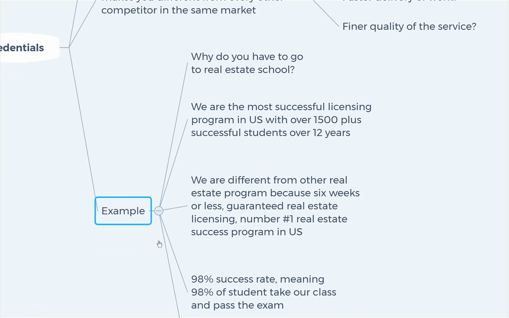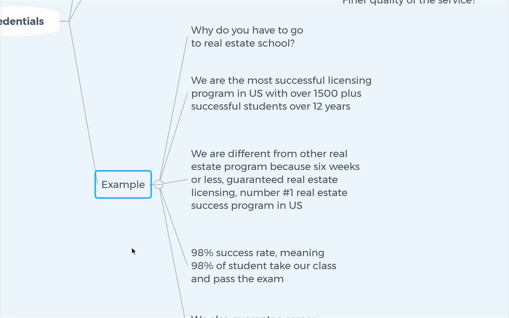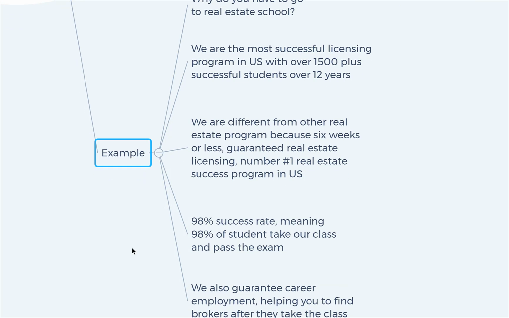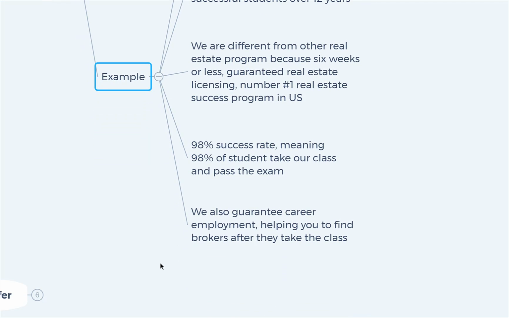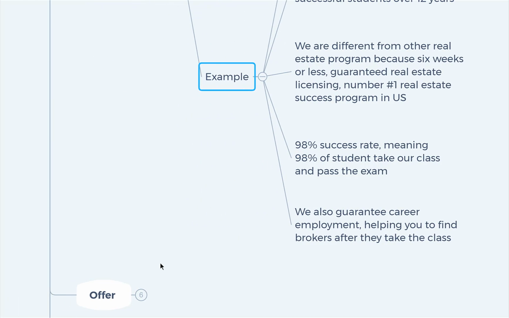For example, why do you have to go to real estate school? We are the most successful licensing program in the United States with over 1,500 successful students over 12 years. We are different from other real estate programs because of 6 weeks or less, guaranteed real estate licensing. Number 1 real estate success program in the United States. 98% success rate, meaning 98% of the students who take our classes pass the exam. We also guarantee career employment, helping you to find brokers after you take the class.